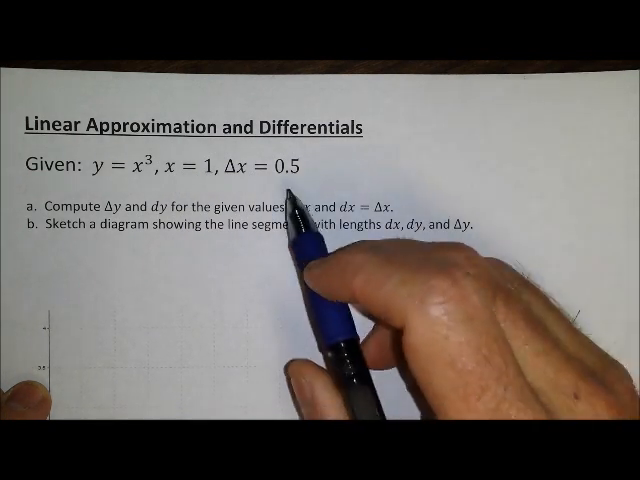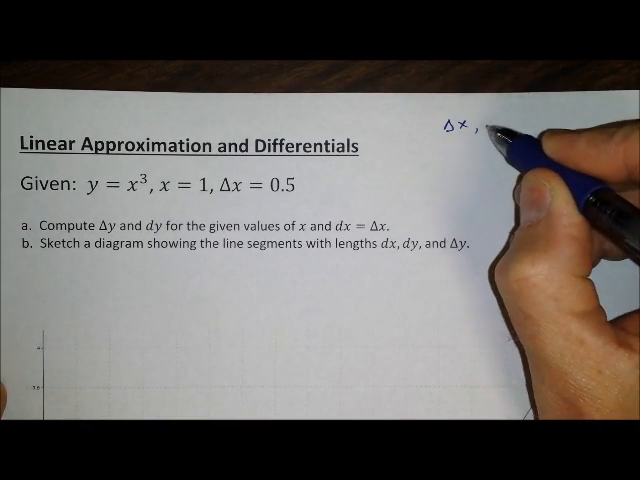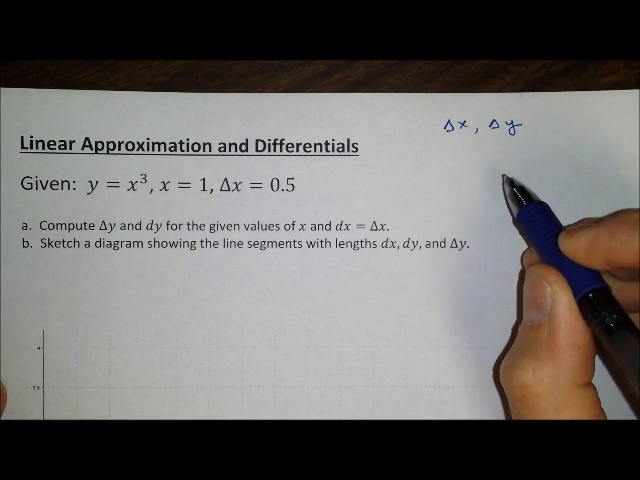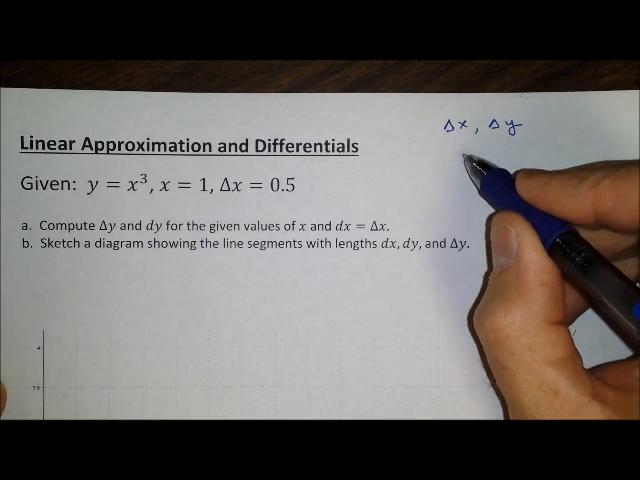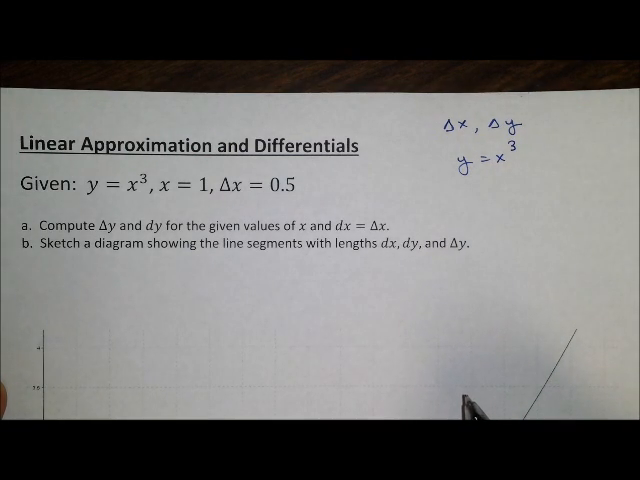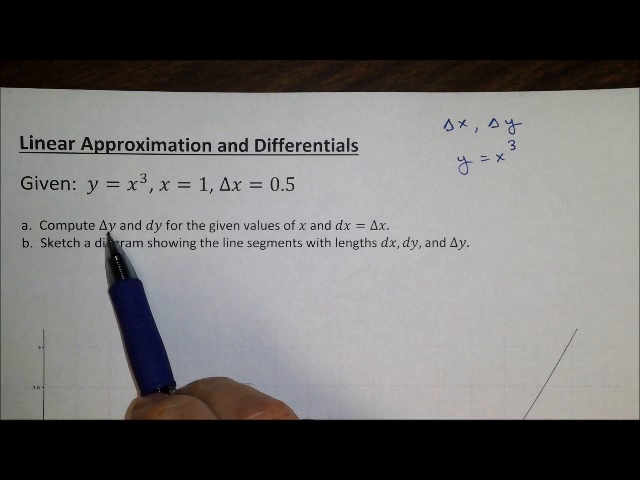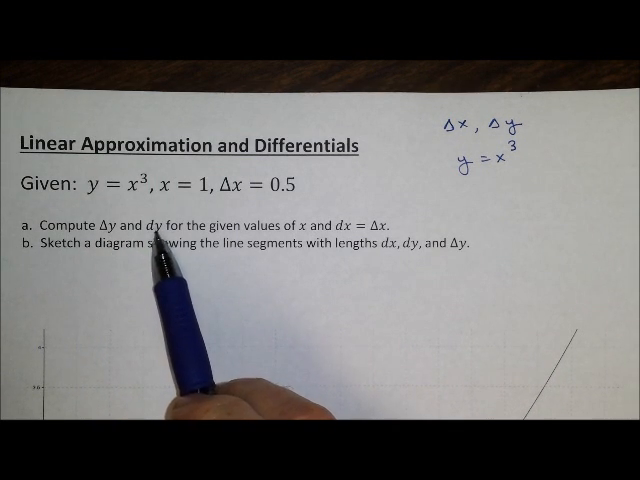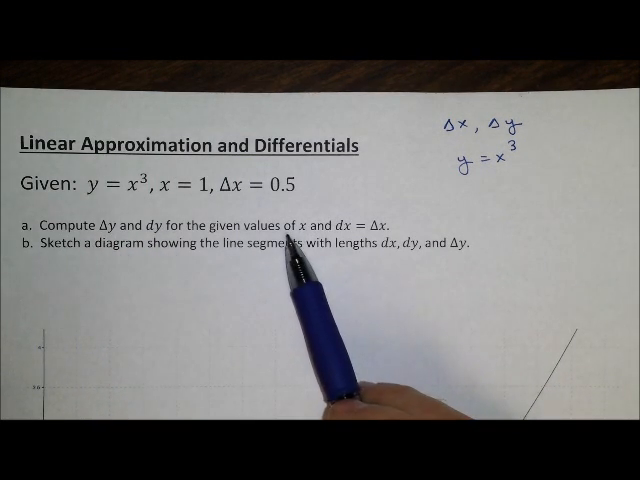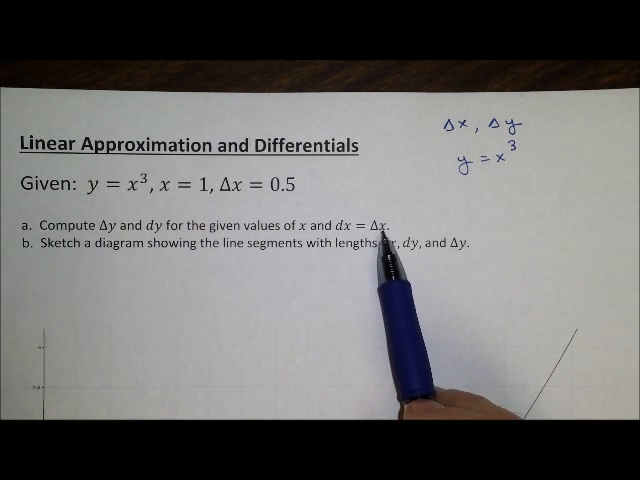We're given a cubic function, and we're talking about the specific point when x is 1, and that delta x is 0.5. So let's talk about delta x and delta y first. Delta x and delta y have to do with the function, the specific function. Part A says compute delta y for the given values of x and delta x. We're going to skip this for now, we'll come back to that.